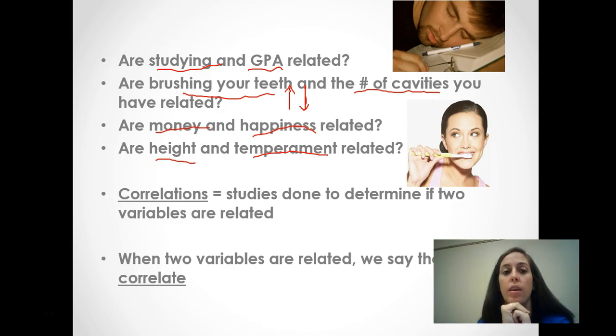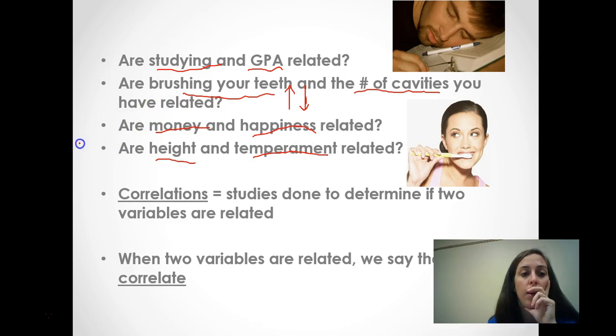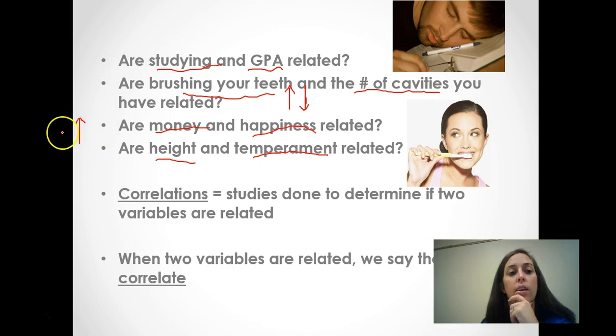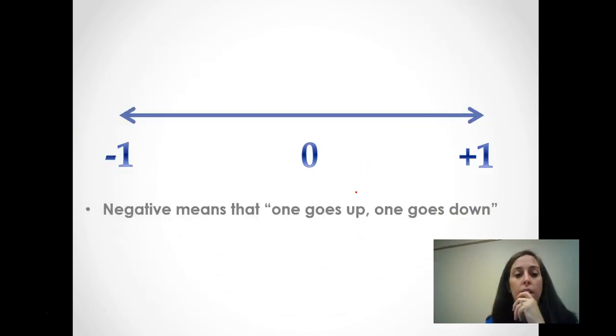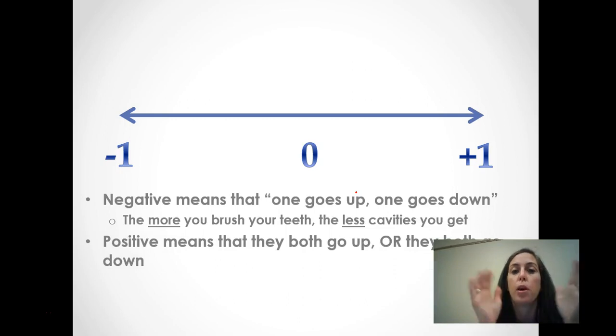Okay? So what if you argue here, money and happiness? The more money you have, what happens to happiness? Some people would say the less happiness you have. Some people say, no, they're not related. So some of you argue, the more money you have, what happens to happiness? The more happiness you have. So this right here is a positive correlation. Positive means that they both go up or they both go down. They move together.